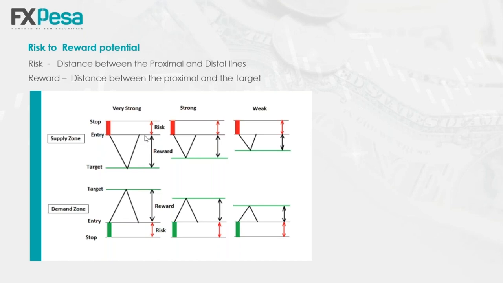So in the case of a supply zone, your stop loss should be based on the distance between the distal line, the line above, and the line that is below the distal line. This is the line that you're calling proximal line. So you should place your stop loss a few pips above your distal line, or this particular line. So along such a zone is where you'd tend to place your stop loss.